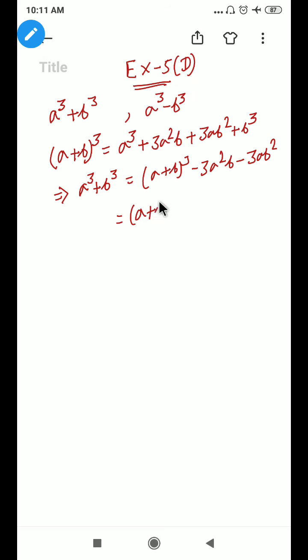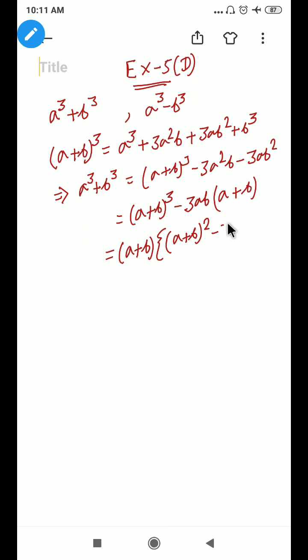Now (a plus b) whole cube, keep as it is, and from these two terms you can take 3ab common. If you take 3ab common, what is left is a and plus b, because I am taking common minus, so minus minus becomes plus. Now from these two you can take a plus b common. What you get is (a plus b) whole square minus 3ab.